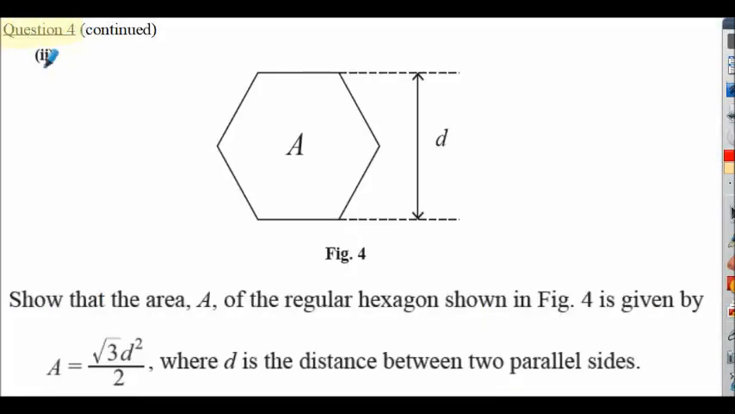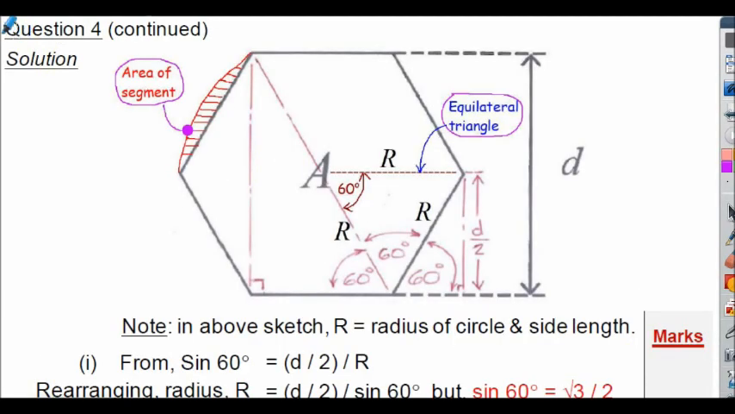Question 4, part 2. Again, we've got to prove that the area of the regular hexagon shown in figure 4 above is of this form, noting that d is the distance between the two parallel sides. Quite a difficult problem this, but I'll show you the full worked solution on the following slide. Here's question 4, a very detailed solution. I'll let you review this at your own pace.